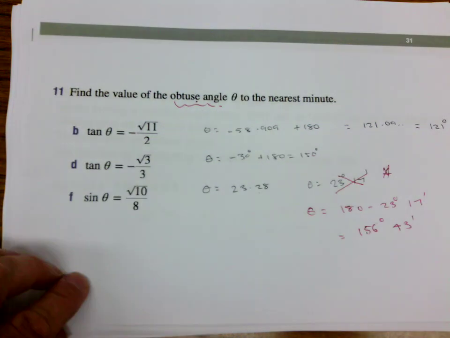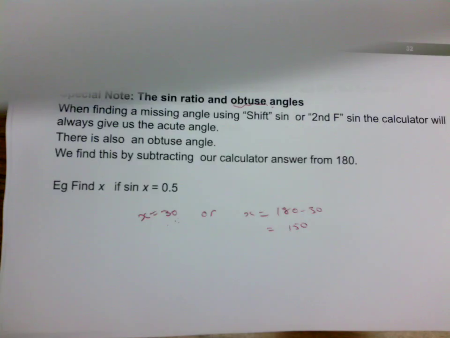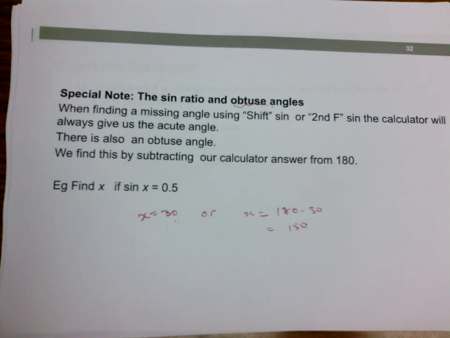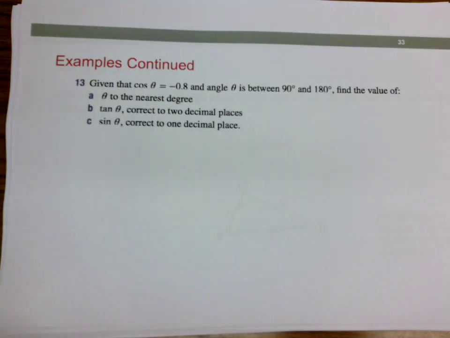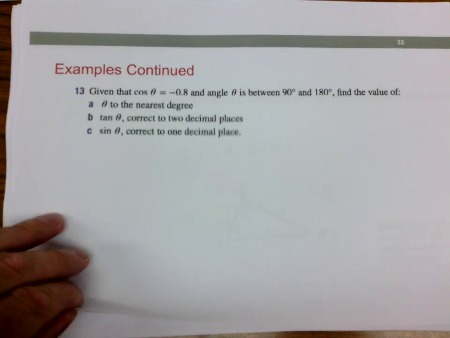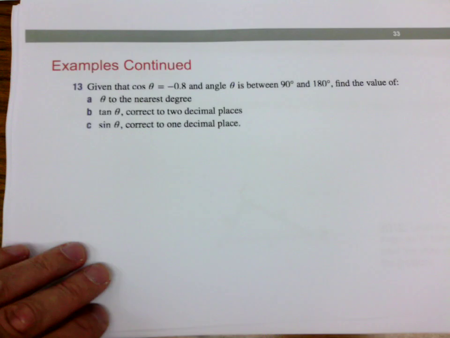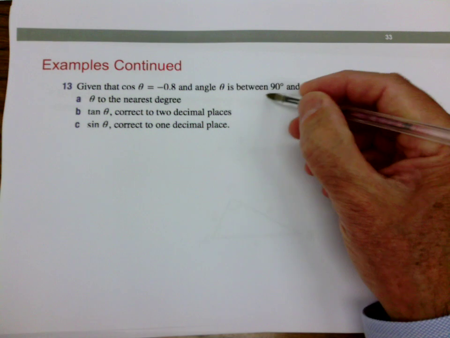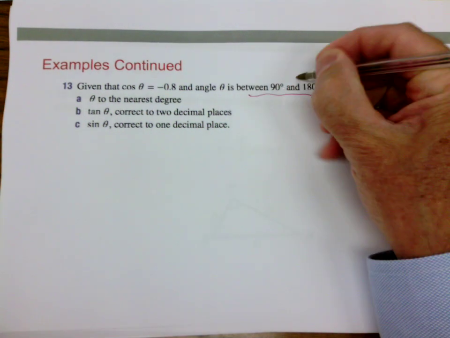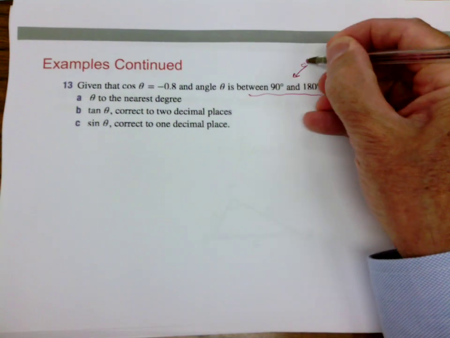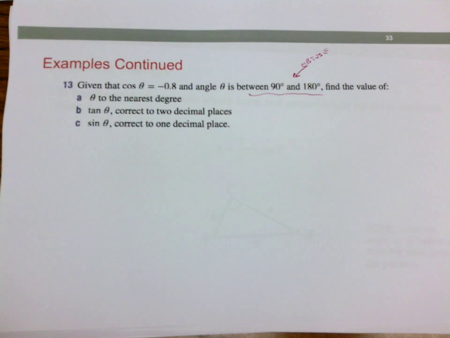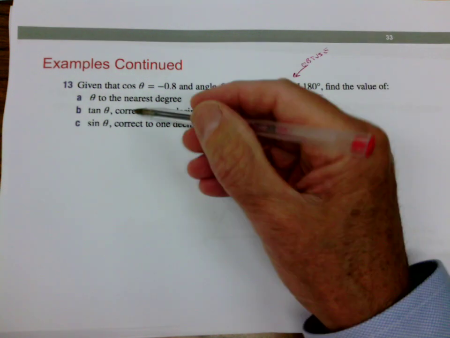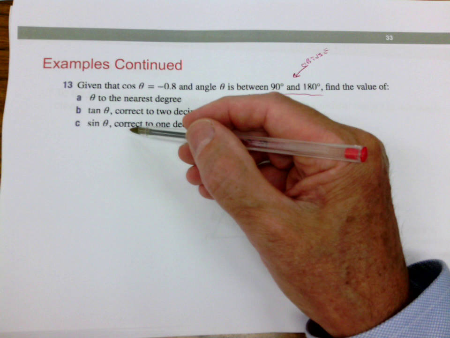Okay, let's keep moving. We've done both those slides. Let's move on to some final angle answers then. Here we are, only one more to go, question 13. Given that cos theta equals -0.8 and the angle is between 90 and 180, what does that mean? It just means it's obtuse. So all those things we've learnt, we've just got to bear in mind. Find the value of theta, find tan theta, and find sine theta.